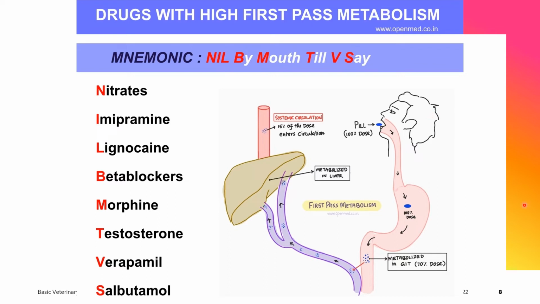We also have morphine. So morphine is an opioid drug. It is considered to be 30% bioavailable when it is given orally. This is because about 70% of the drug will be metabolized by a first pass effect in the GIT as well as in the liver. Because of that, morphine is usually given via subcutaneous injection to bypass the first pass mechanism. Other drugs with significant first pass effect are indicated here: nitrates, lignocaine, testosterone, verapamil, and salbutamol.